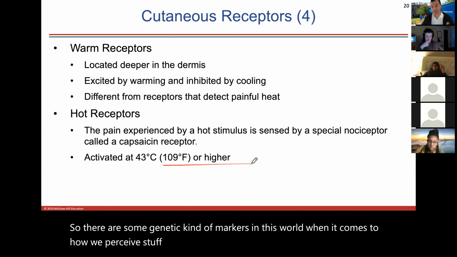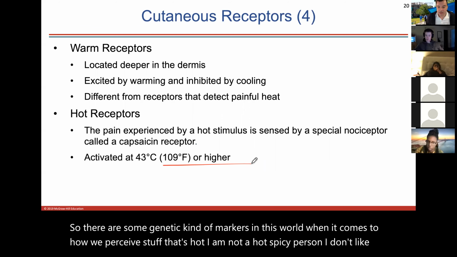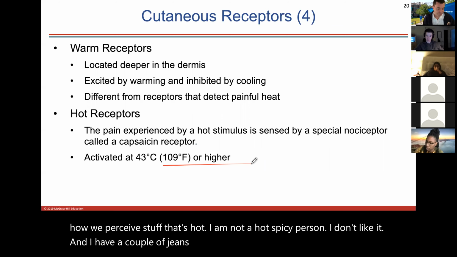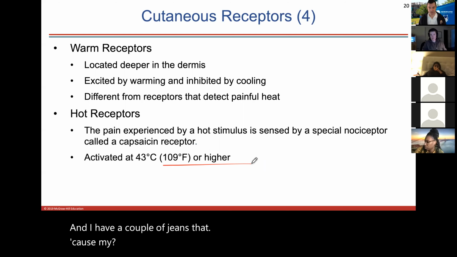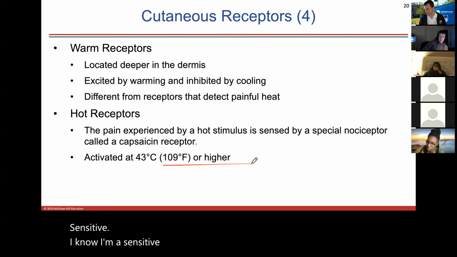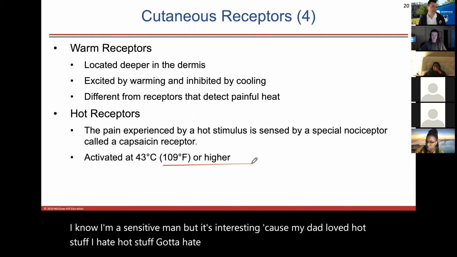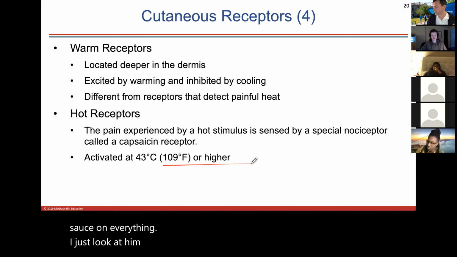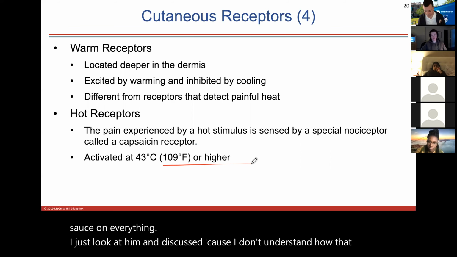I am not a hot, spicy person. I don't like it. And I have a couple genes that cause my capsaicin receptors basically to be exceptionally sensitive. I know, I'm a sensitive man. But it's interesting because my dad loved hot stuff. I hate hot stuff. God, I hate hot stuff. My son, he loves it. He puts hot sauce on everything. I just look at him in disgust because I don't understand how that happens. Because for me, good Lord, I'll be down for like a week.